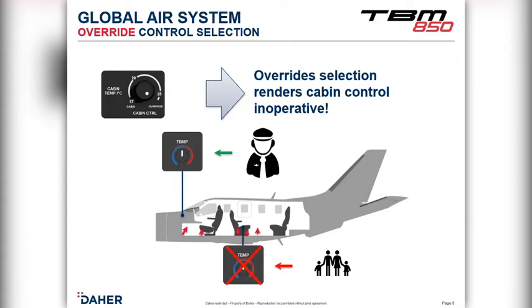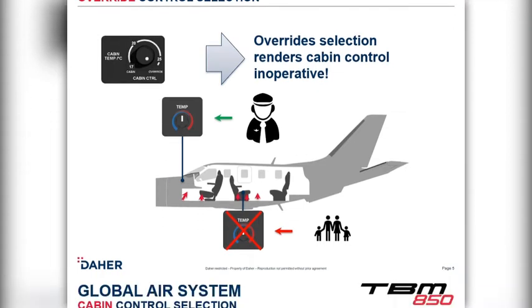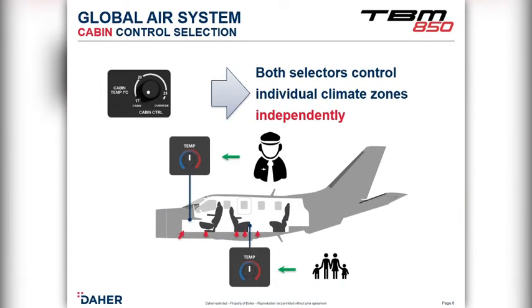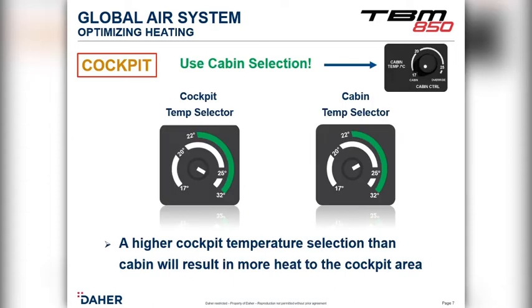The system has an override, which renders the cabin control completely inoperative. However, this may not be the best way to get optimal heating in the TBM. If you want to get both areas to be able to heat independently, set the cockpit control or the cabin control to cabin, and then each group has control of heat.